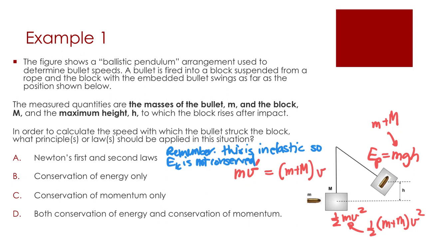Let me make this a little different. All right, so if I want to know this speed right here, then I need to be able to know how fast it was going after, which means I'm going to have to use my conservation of energy because these two pieces will equal each other. So in this case, I'm actually going to need to use both conservation of energy and then the conservation of momentum.